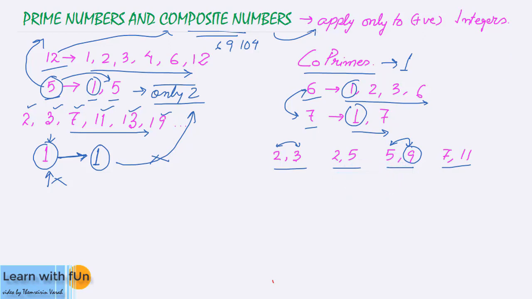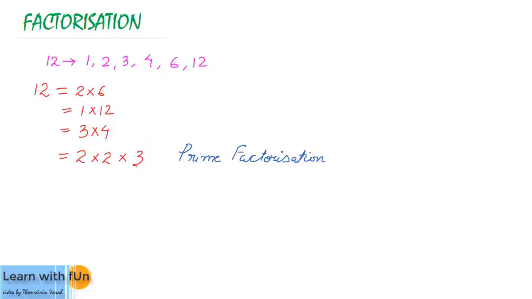Now the next topic is factorization. Let's again take the factors of 12. If 12 is written as a product of its factors, let's say 2 into 6, or it can also be written as 1 into 12, or 3 into 4, or even 2 into 2 into 3, then that is called factorization. So factorization is the process of writing a number as a product of its factors.